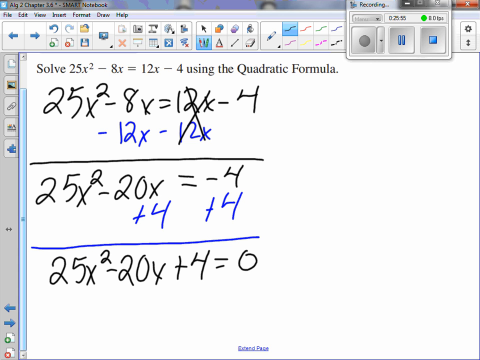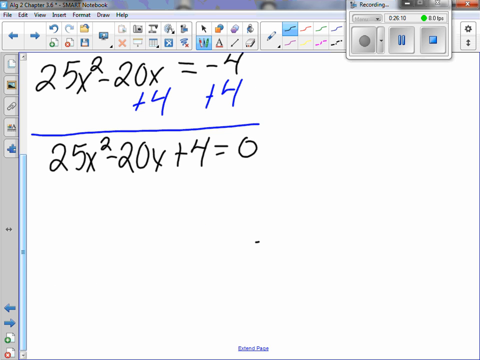So like I said, it doesn't matter what we did first because we're going to have to do the other one next. So we could have added 4 first and then subtracted 12x second, and we would have still gotten to the same thing. We still would have gotten to the same thing.